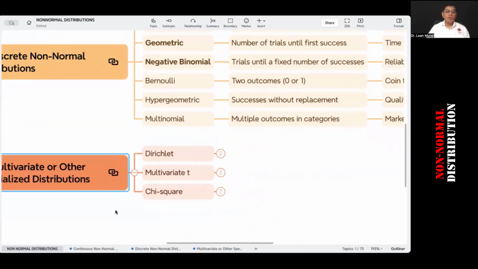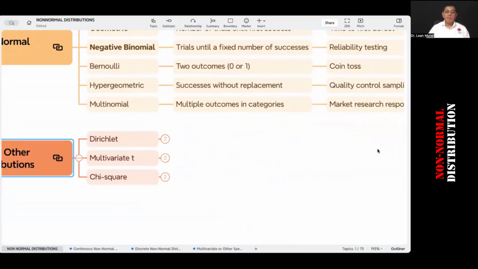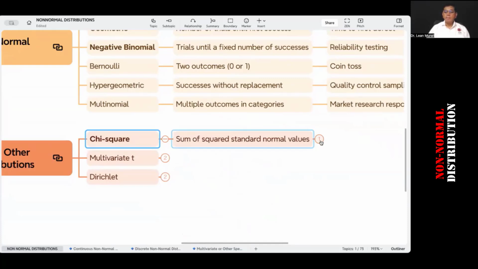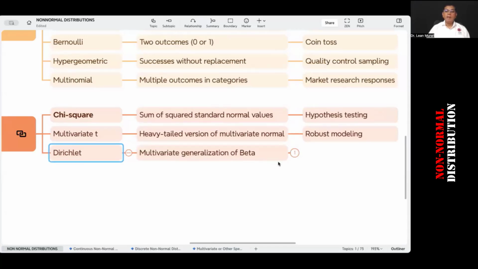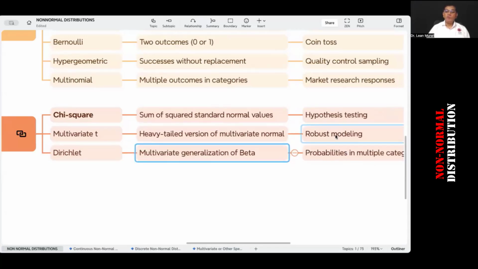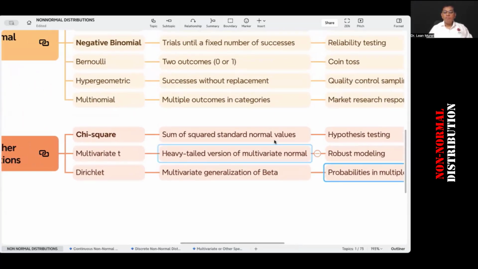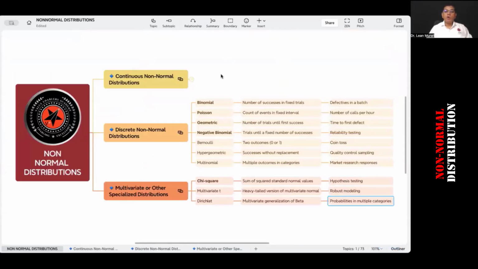Last but not the least, you have multivariate or other specialized distributions like Dirichlet, multivariate T, and chi-squared. Chi-squared is widely used. I'll put chi-squared on top, multivariate next, and also highlight chi-squared. Chi-squared is what we use in hypothesis testing, and multivariate we use in robust modeling. For example, in AI, they are using multivariate models. And the multivariate generalization of beta gives probabilities of multiple categories. Don't worry about these things. It's not applicable across, but at least I want you to understand that all this stuff is here.